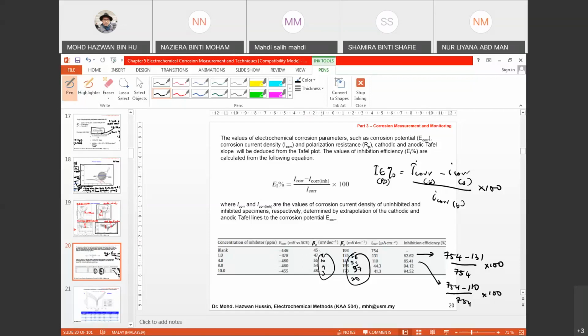Okay. Actually, if the difference is not too much, like 2, 1, or 3, we can say that it's just cathodic. But if one of the concentrations is giving a slightly bigger difference, maybe 10, 9, we can still consider this as mixed, right? But predominantly cathodic inhibition. Okay, is it clear to everyone?